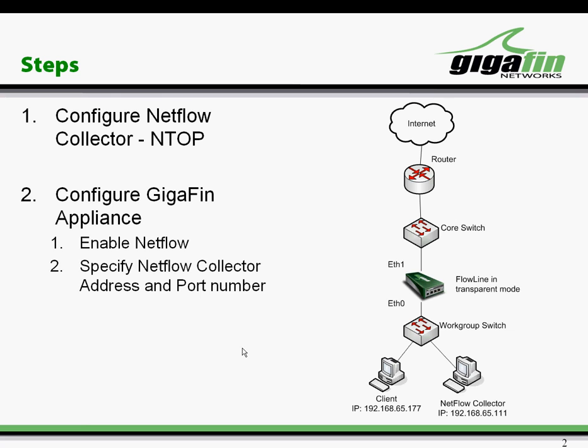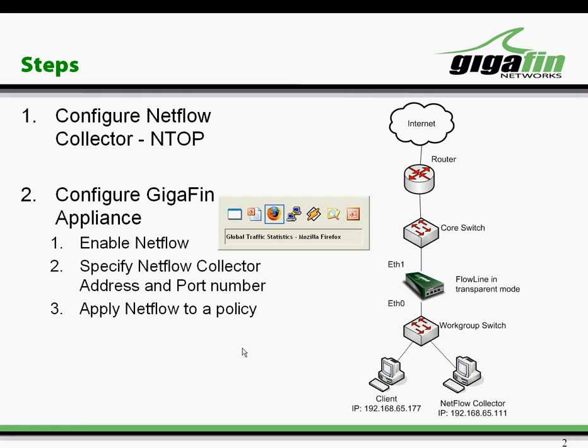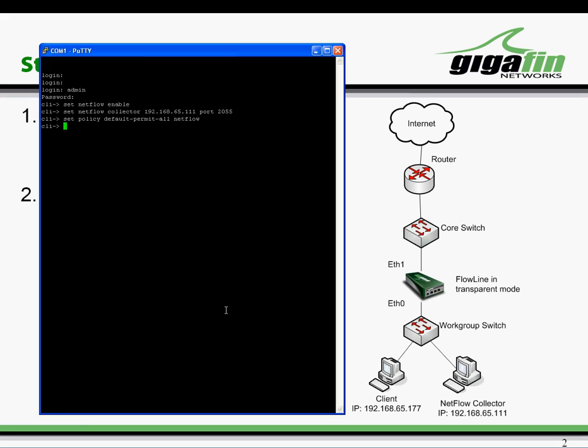First, enable NetFlow. Second, specify NetFlow collector. And three, apply NetFlow to a policy. And in our CLI, it will look like this, three easy steps. And since I wanted to show you more interesting data using NetFlow, I was running NetFlow for a while, so let's go take a look at the NTOP.